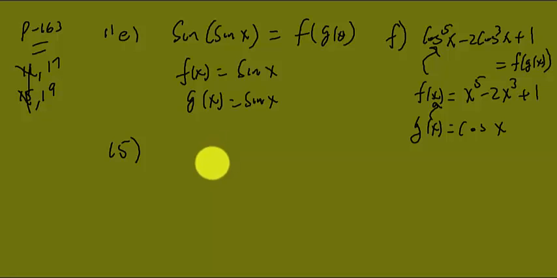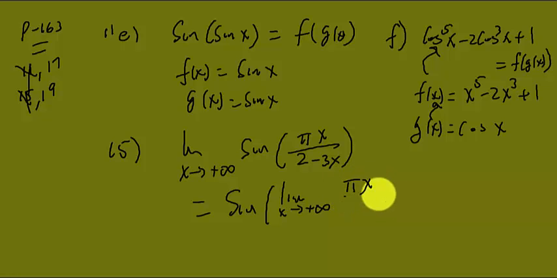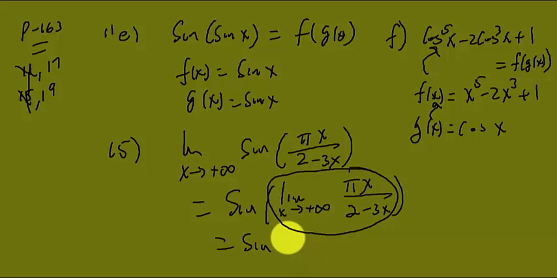Okay, 15, I'm finding a limit as x goes to positive infinity of sine of pi x, all that over 2 minus 3x. This is a composite function. That means I can go inside and take the limit as x goes to positive infinity of pi x over 2 minus 3x. When I take a limit of that, since the powers match up on top and the bottom, it's going to the ratio of leading coefficients, which is negative pi over 3. And then when I take sine of negative pi over 3, we get negative root 3 over 2.